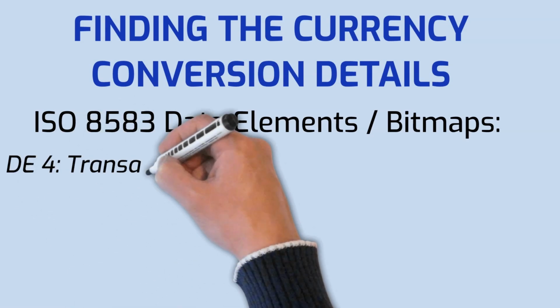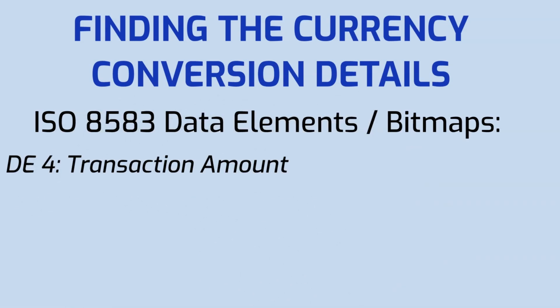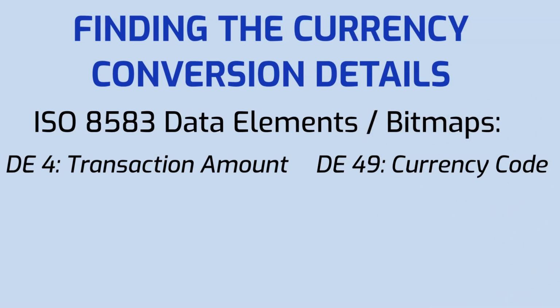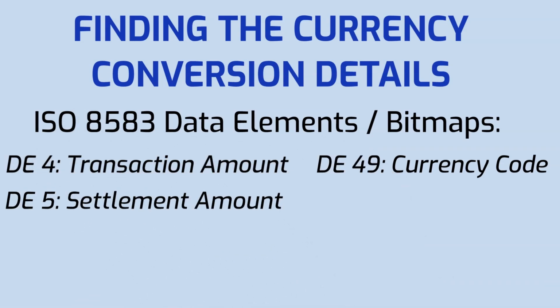Data element 4. This holds the transaction amount in the currency the merchant submitted the transaction to the network. DE49, the numeric currency code for the DE4 value. Data element 5, the settlement amount. Please note that in the MasterCard authorization, this amount and its corresponding currency code data element will always be in the network-based currency of US dollars. In the clearing record, this field will be in the settlement currency of the party settling the transaction. Acquirer for the merchant, or issuer for the cardholder.